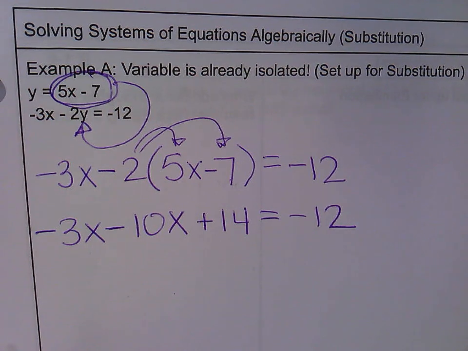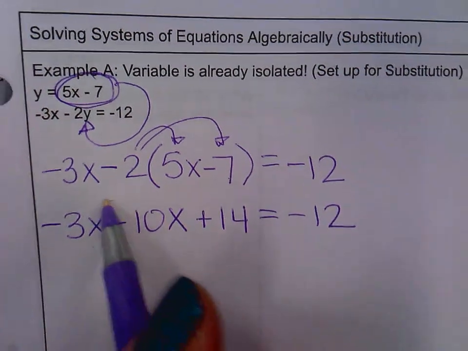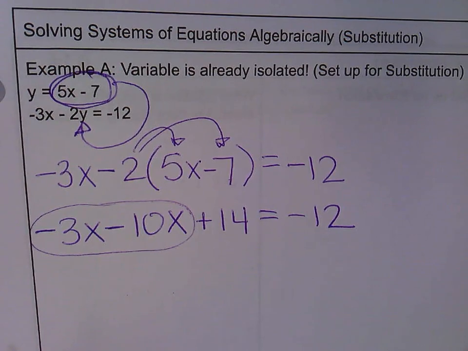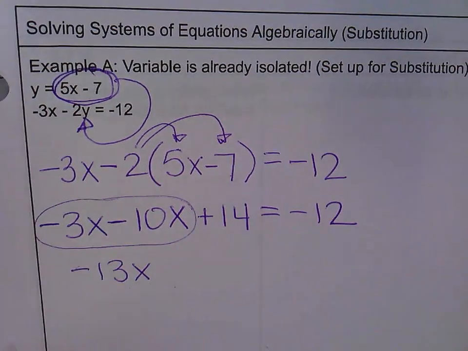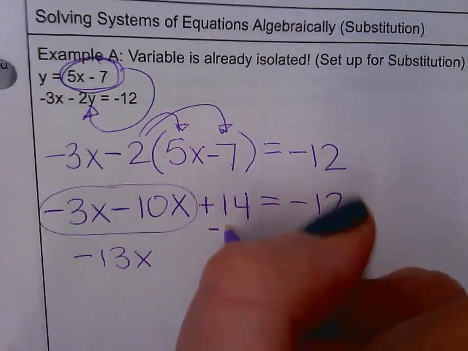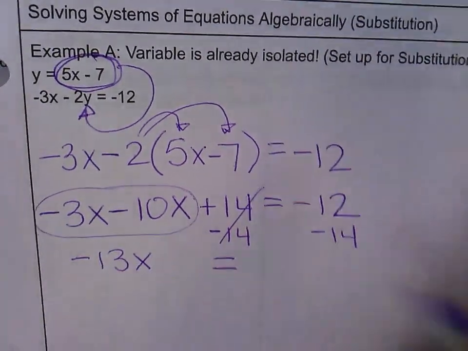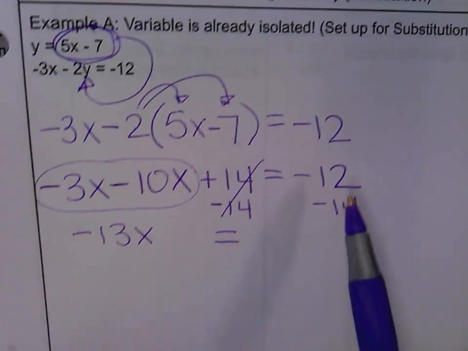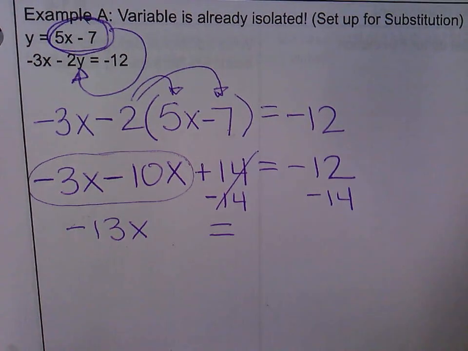Now I'm going to combine like terms. So how many x's do I collect on the left? I'm negative 3 in the hole, and I go 10 steps further in the hole. So where am I? I'm at negative 13x. I'm going to do this all in one step. I'm going to move this 14 to the other side by subtracting it. So now I have negative 13x equals what over here? I'm at negative 12 in the hole, and I'm subtracting 14 more to be negative 26.